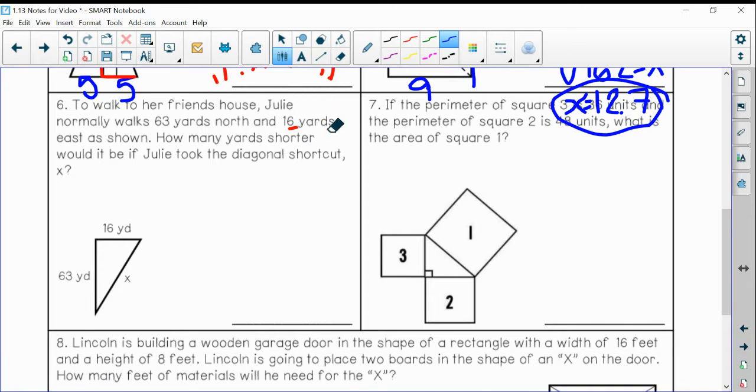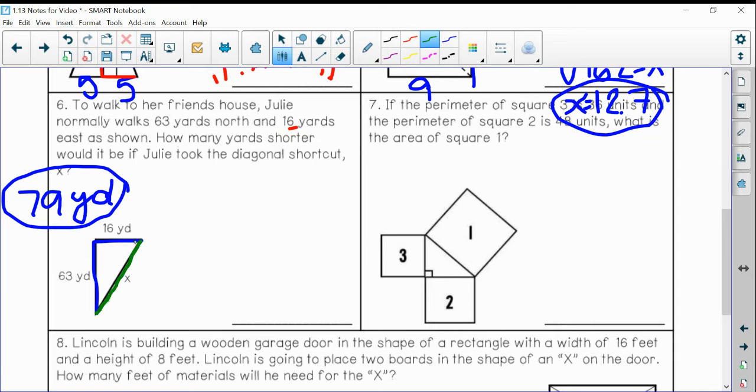All right, so this next one says, to walk to her friend's house, Julie normally walks 63 yards north and 16 yards east. How many yards shorter would it take if she took the diagonal shortcut? Well, first, 63 and 16 gives me 79. Currently, she walks 79 yards. I know that. But now I want to know if she goes here instead of north and then east, how much shorter is that? So we want to know how much shorter the diagonal is than 79, because the 63 and 16 is what she's currently walking.